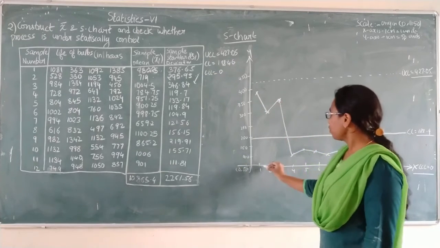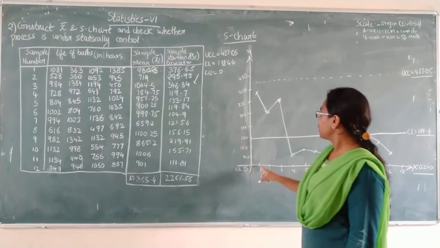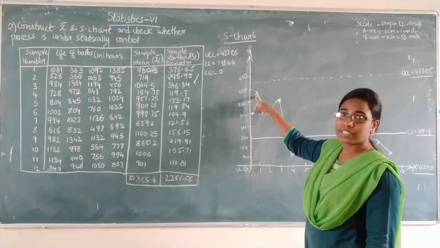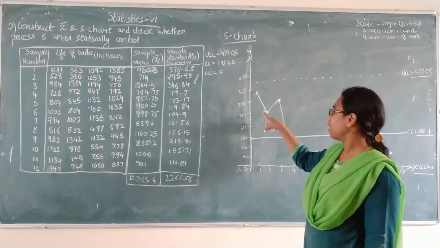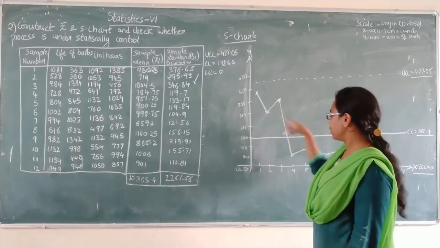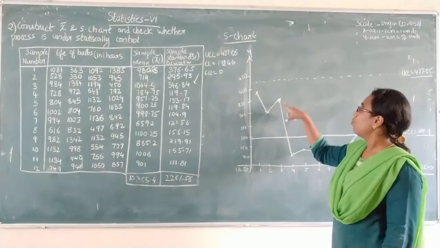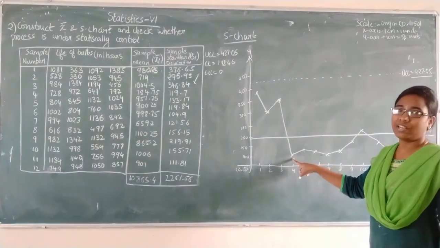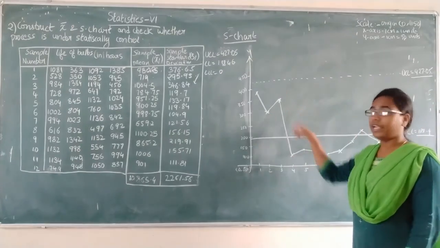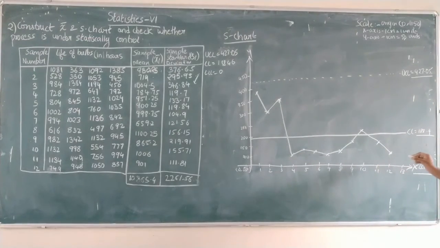On the XY plane, first, coming to the first sample, what is the value? 376. So it is near to 400, right? So plot 376 here, and the second value is 295, that is near to 300. Plot the value and join those two values. Similarly, the third value is 346, that is near to 350. Plot the point and join it. Next, the fourth sample value is 119, that is near to 100. Plot it and join. Similarly, you plot the values and simultaneously join the values of all the 12 samples.